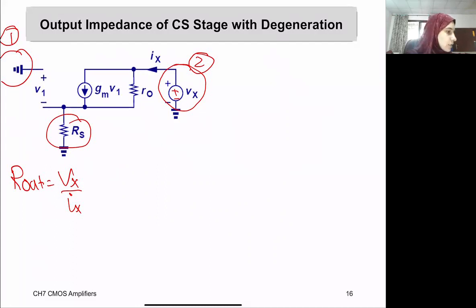The first is that V1 again equals the opposite of the voltage that is applied on Rs. So V1 equals minus Rs multiplied with Is. Let me explain this clearly again.